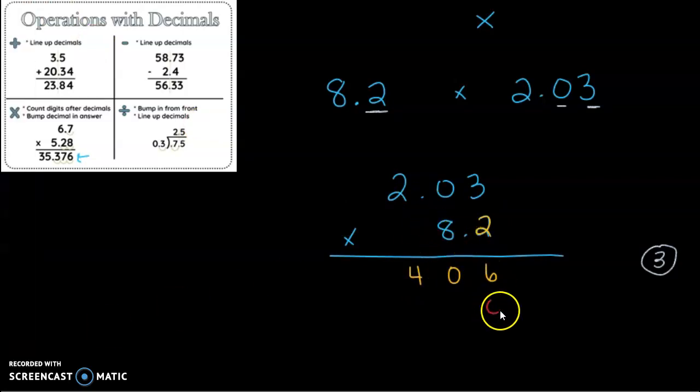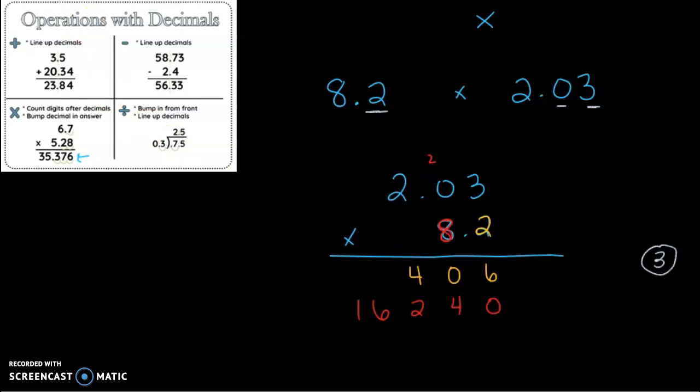Now we need to do a placeholder because we're going to go to the second number, which is 8, and we're going to multiply this 8 to everything. 8 times 3 is 24, so carry the 2. 8 times 0 is 0, plus 2 more is 2. And then 8 times 2 is 16. We don't have to carry the 1 because there's nowhere for it to go.